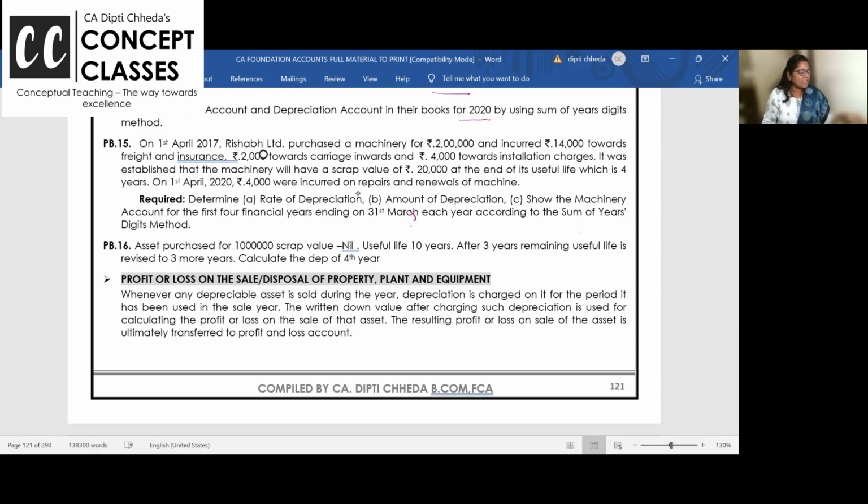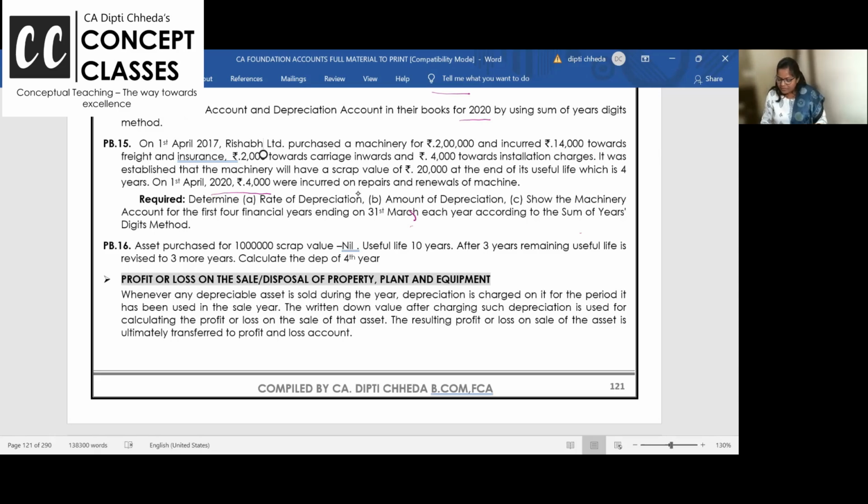So all this is asked to you. Sum of the digits method के हिसाब से what is going to be the depreciation every year? Can we charge? Total value कितना है? 4 years. So again same 4 years, 3 years, 2 years and 1 year. Like that we will do. And they started from 17. So already 3 years are over. And then 1st April 20 they have incurred. So that too we are not going to do.